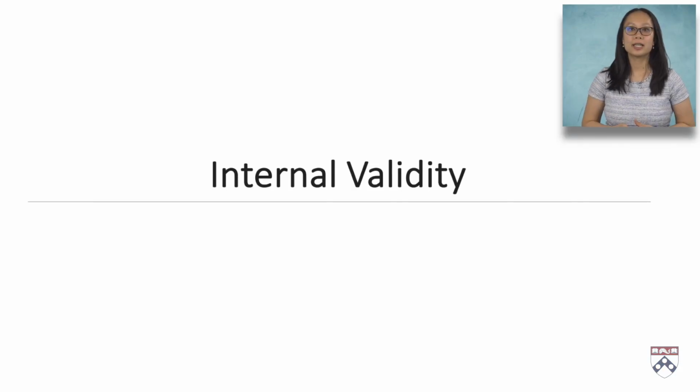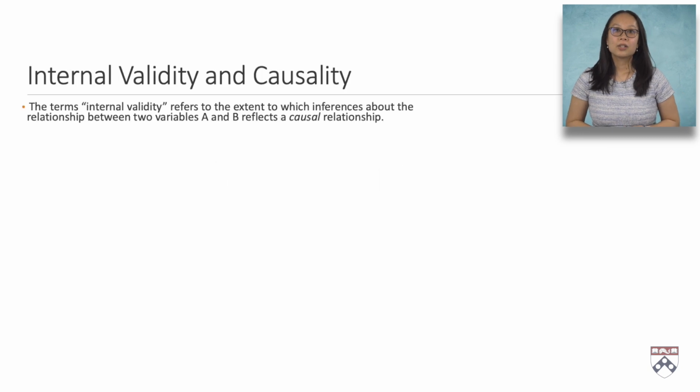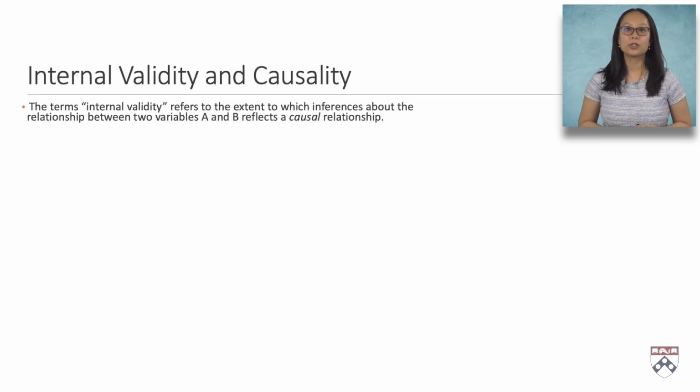Hello, welcome to this module on internal validity, which will focus on the extent to which we can establish a causal relationship between a dependent variable and either a set of independent variables or an individual independent variable. So the term internal validity refers to the extent to which we can establish a causal relationship between two variables, which I'll refer to as A and B.